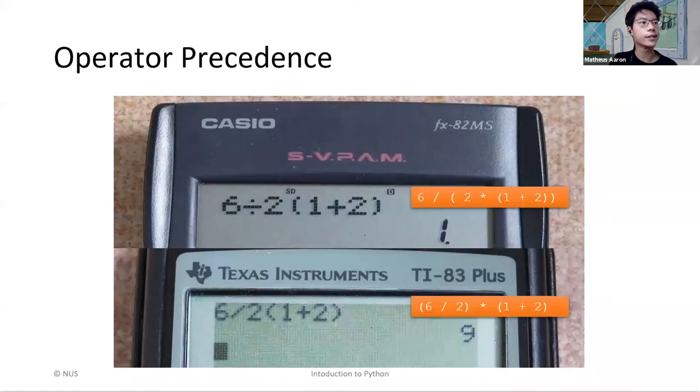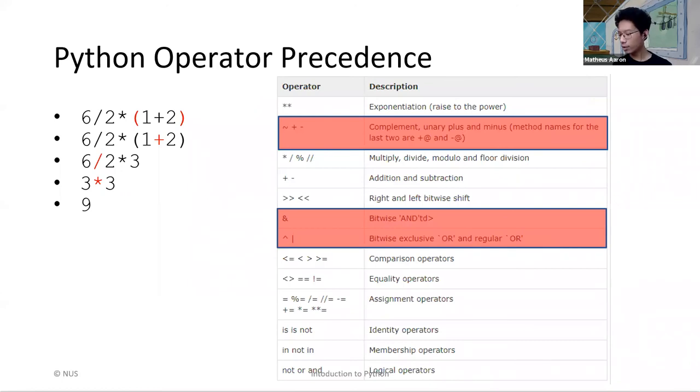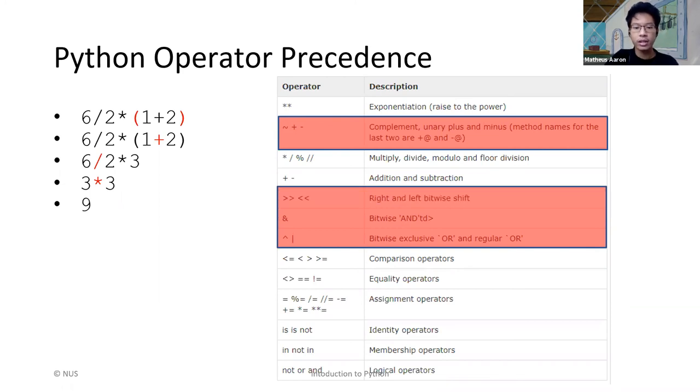Okay, operator precedence. I think we did this earlier in the beginning. When we do math, I'll make some minor edits here. Okay, cool, perfect. When we do math, there are some orders that we need to do first. Python follows this operator precedence where we start with exponentiation, then multiply, divide, modulo, and floor division, then addition and subtraction, then comparison operators, equality operators, assignment, and so on. You do not need to worry about the ones in the red box because we won't be seeing them anytime soon.